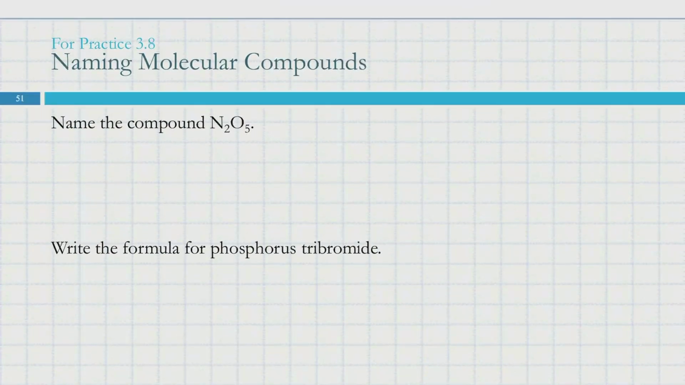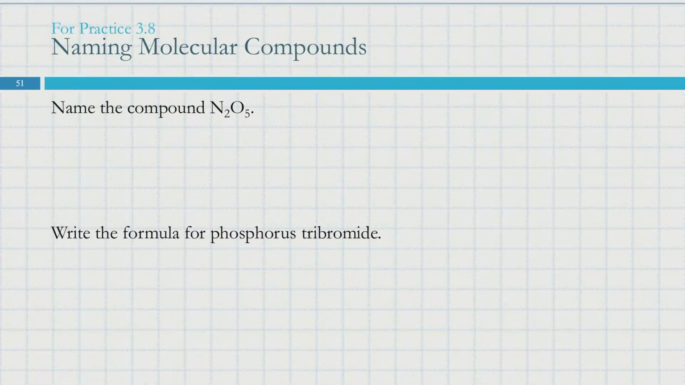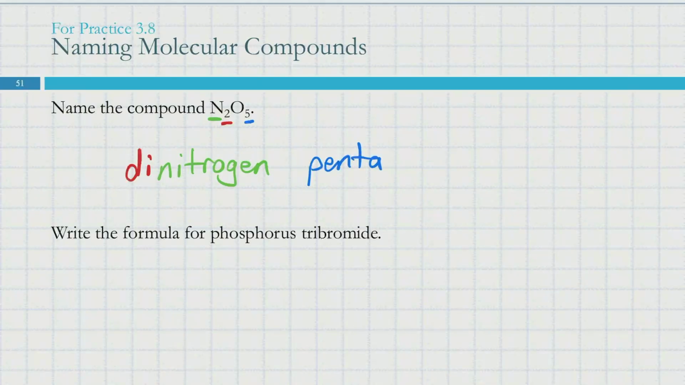All right, let's name these compounds. This compound, N2O5. How many of our first element do we have? 2. What's our prefix for 2? Di. And then we've got the name for the element, nitrogen. N is nitrogen. And we've got how many of our second element? 5. What's our prefix for 5? Penta. And then we have the base name for oxygen, which is ox. And then part of our rule, we change the ending to IDE. So dinitrogen pentoxide would be the name.